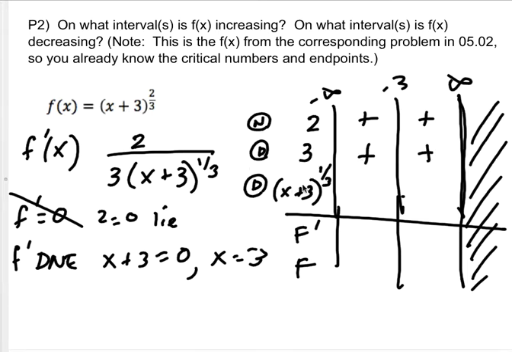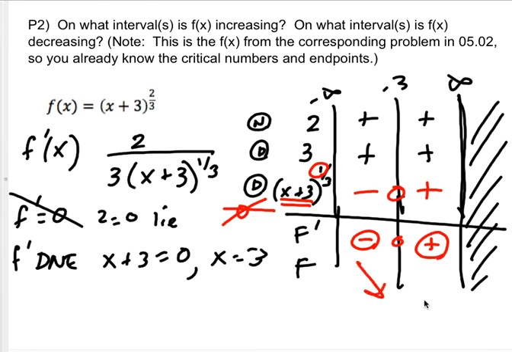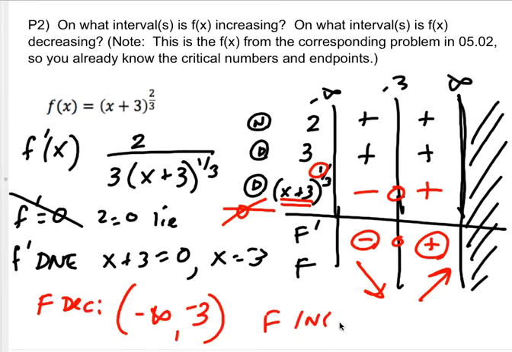Now this guy has an odd power, which basically means he's just going to behave like the thing on the inside. So the thing on the inside is a line with a positive slope, meaning he's going to be negative before he hits 0 and positive after. So I get negative and positive, which means f is decreasing and then increasing. So f is decreasing on the window from -infinity to -3. F is increasing on the window from -3 to infinity.